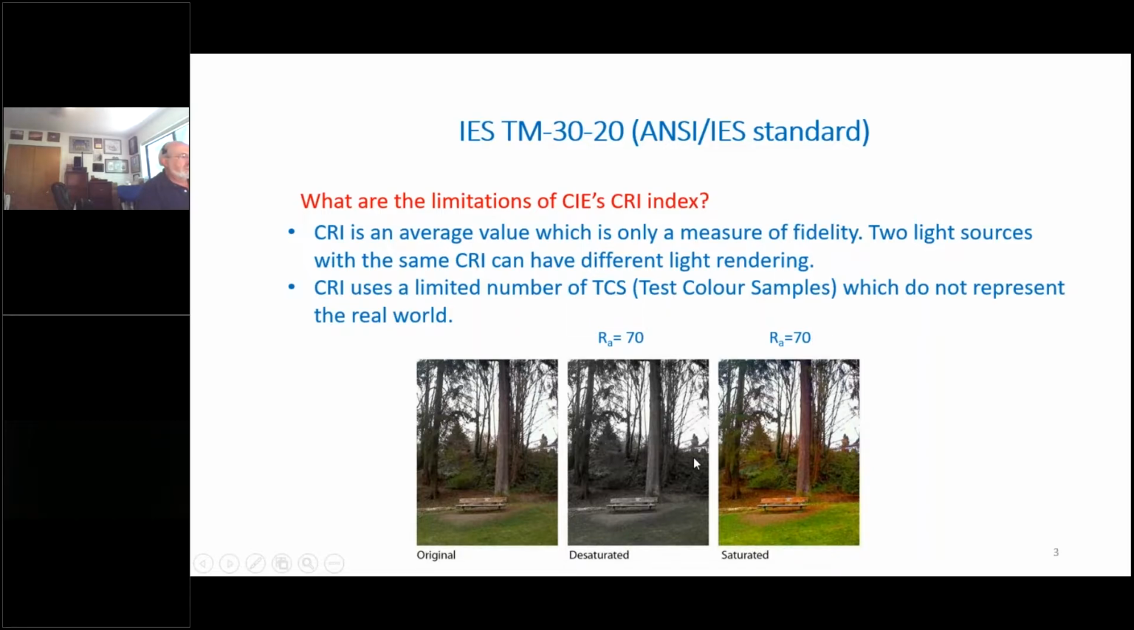One is desaturated and one is saturated colors. According to CIE's standard, they both should be the same. So the RA value is the same for both of these.